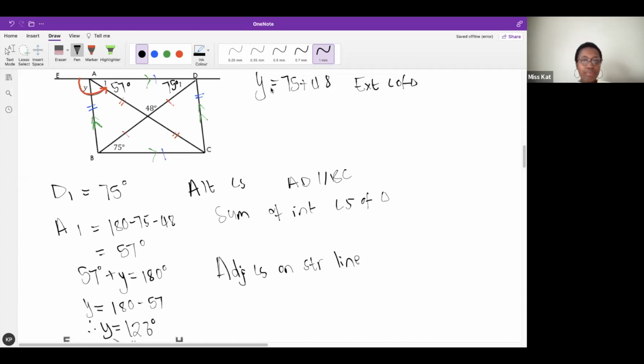From 57 plus y equals 180 degrees. Okay, Tando, can you see the line AD? This line. Yes, ma'am. That's a straight line, right? Yes, ma'am. And what do we know about angles that are next to each other on a straight line?